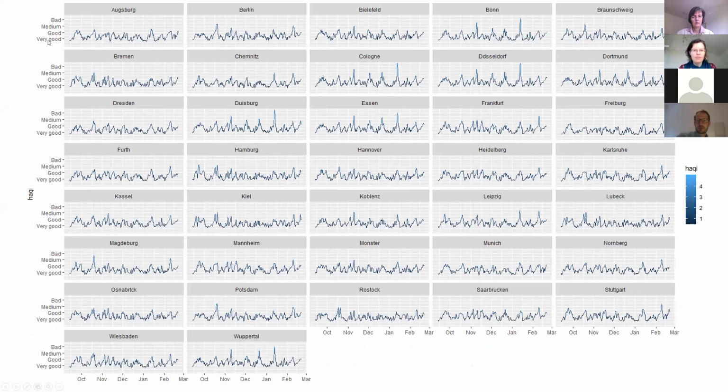And here on the y-axis, you always see our classes from very good, good, medium, bad. And you can see that for most of the sites, the time series varies from very good to good, but we also have cases, for example, here Cologne or Düsseldorf in mid-January, where we go up into the bad range. So there are cases like this as well.